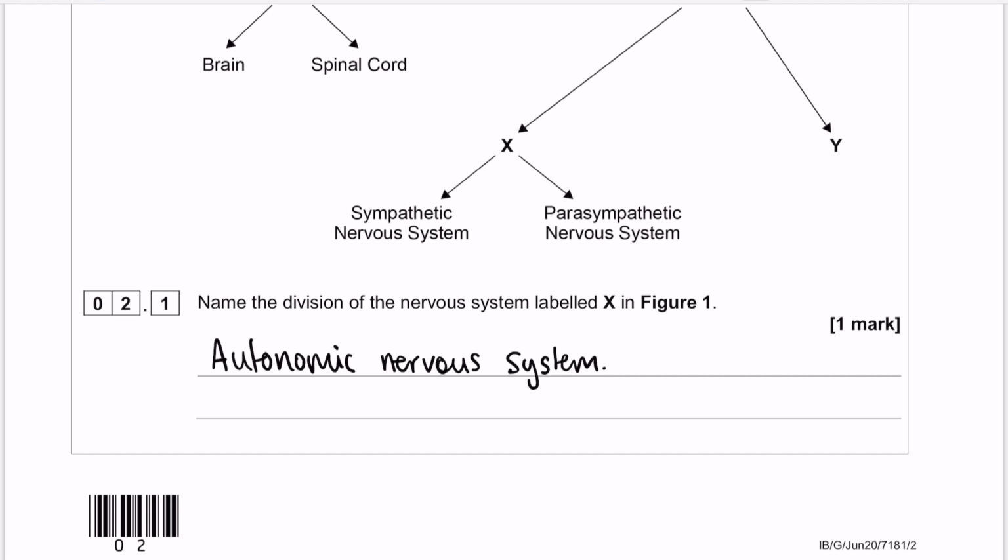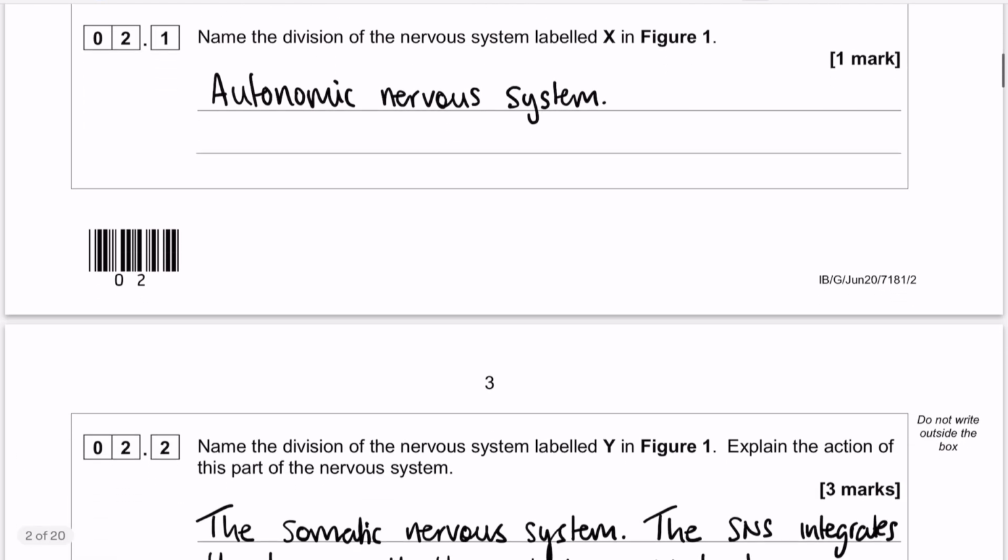Okay, so if you couldn't work out which one it was out of the somatic and the autonomic, then just have a think about the sympathetic and the parasympathetic nervous system. They're both involved in fight or flight, as is the autonomic nervous system. Okay, so that may help you if you get stuck with this in the future. Okay, scrolling down then to question 2.2.